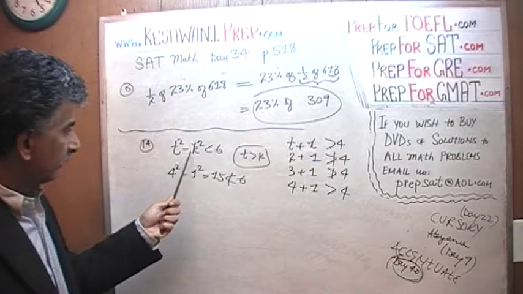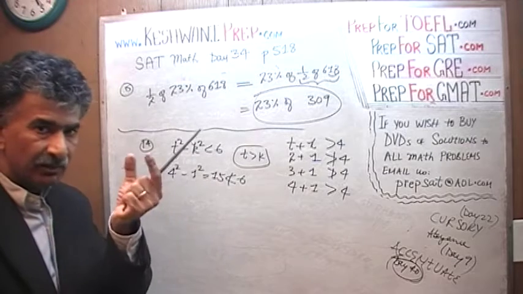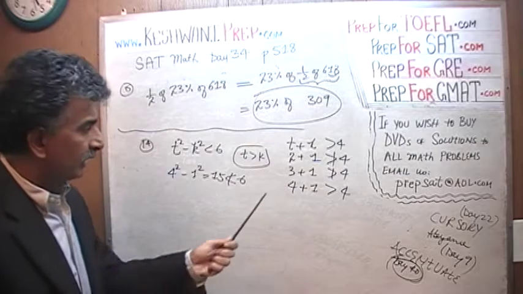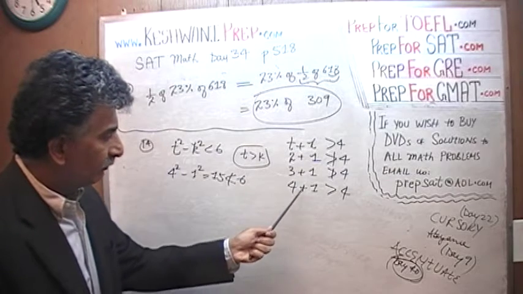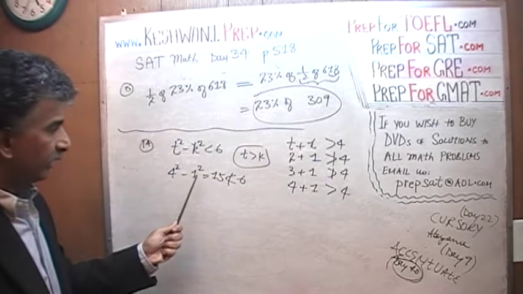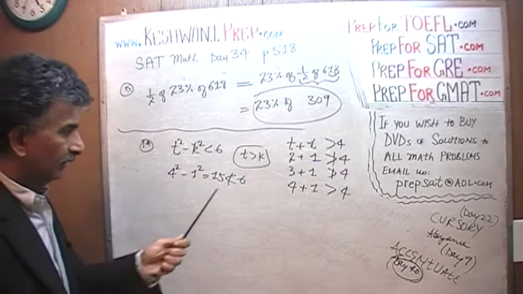They cannot be too far apart because their difference has to be less than 6, which means they have to be very close to each other. Let's try 3 and 2. Let's bring them together. There is no point doing 4 and 2 because you will see here 4 and 2 would give us 16 minus 4, which is 12, which is still too far apart. It has to be less than 6. Let's try 3 and 2.